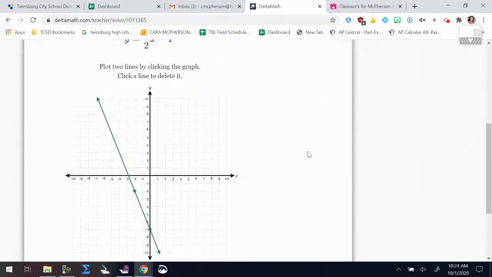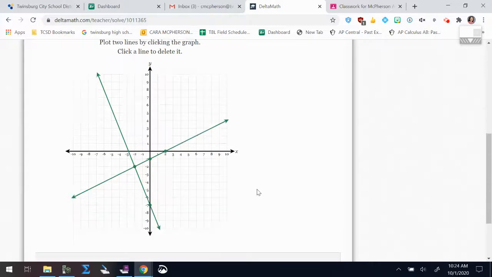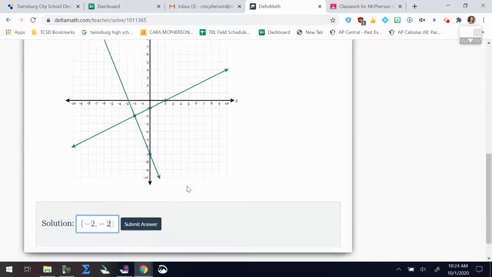My second line has a y-intercept of -1. And then my slope is +1 over 2. So up 1, right 2. Again, if you don't like your line, you can always delete it. And it intersects at the point (-2, -2). So we're going to go into our solution box and type in (-2, -2) and submit it.